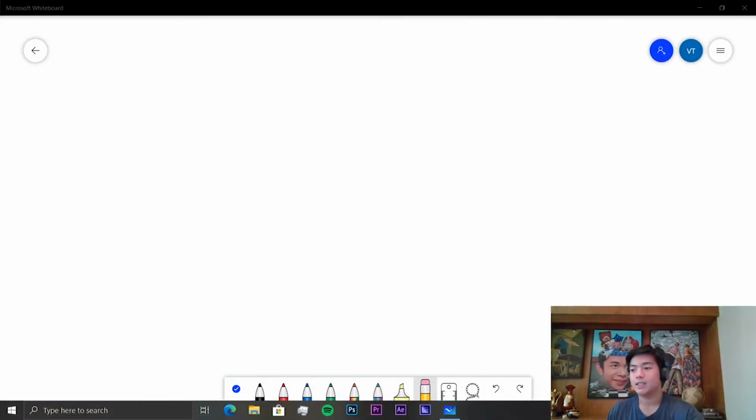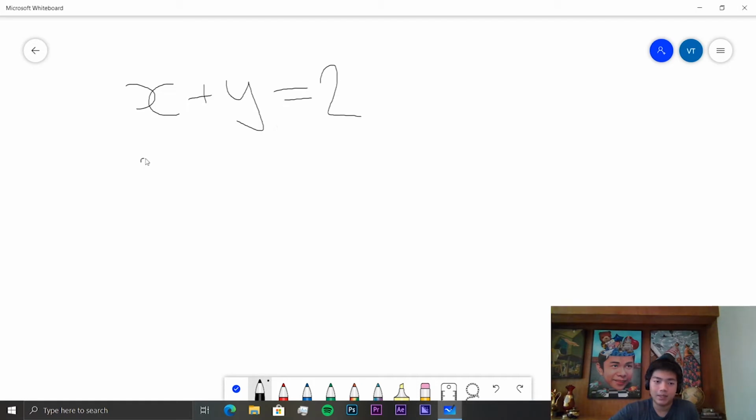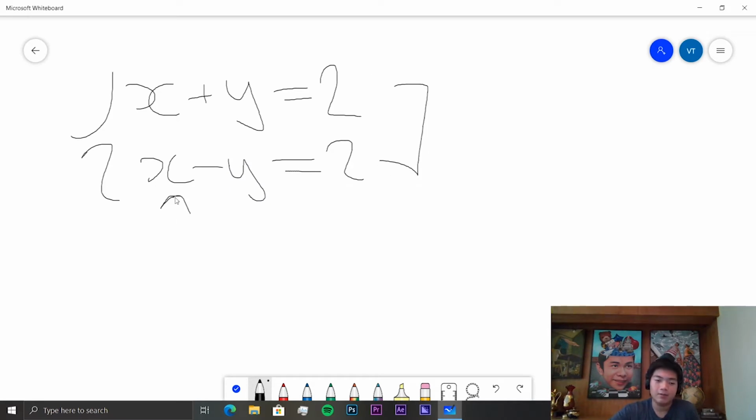So Chapter 3 is all about systems of linear equations, and we need to know how to solve them. The first step is we need to know how to solve systems of linear equations when there are only two equations and two unknowns. So something like this would be a valid system. As you can see, we have two equations and two unknowns here.